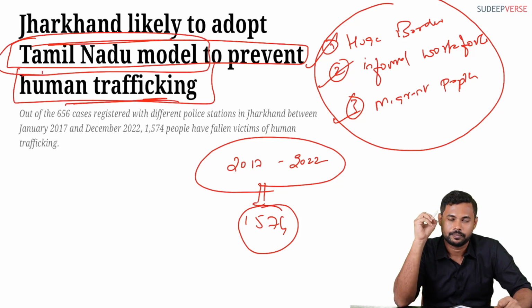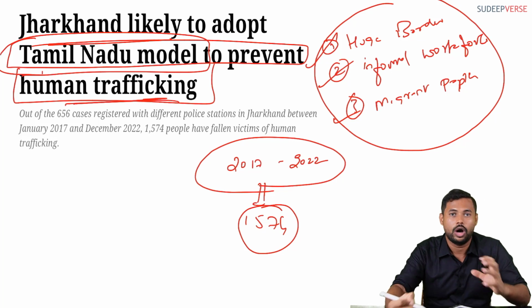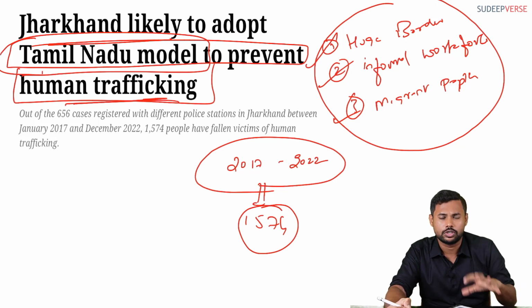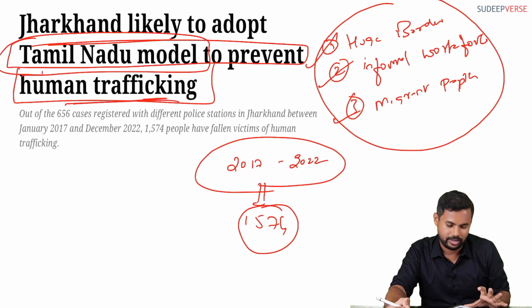Hence, Jharkhand is likely, because they are still planning, but it is likely to adopt the Tamil Nadu model to prevent human trafficking. Okay, so before we get into how to use this in your answers, let us first look at what is this Tamil Nadu model to prevent human trafficking.